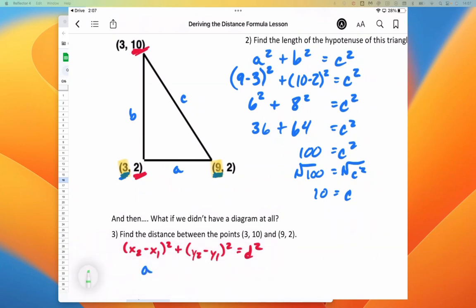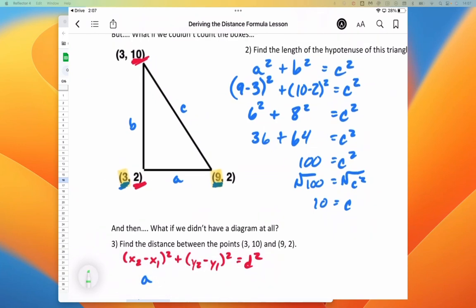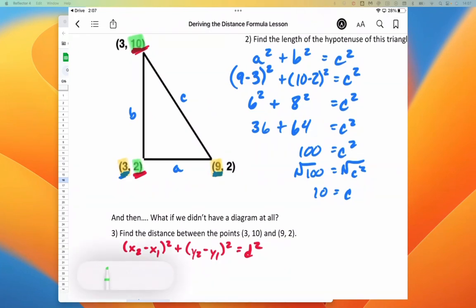Okay. So the y values, y2 minus y1, the 10 minus 2 gave us the 8. And so that is just like our b value.